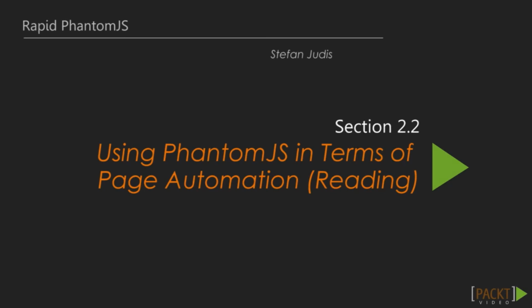Hello everybody, you're watching Rapid PhantomJS section 2.2, which will show you how to use automated scripts to read out the data of any website. In the previous video we covered how to render complete pages or only specific parts of pages using the page render command of PhantomJS. In this video we will go into reading out information that is included on a website, and we will use PhantomJS to display this information on the command line.